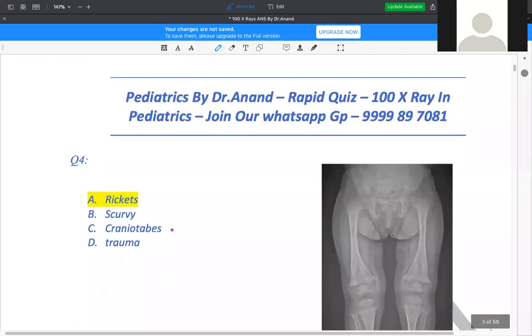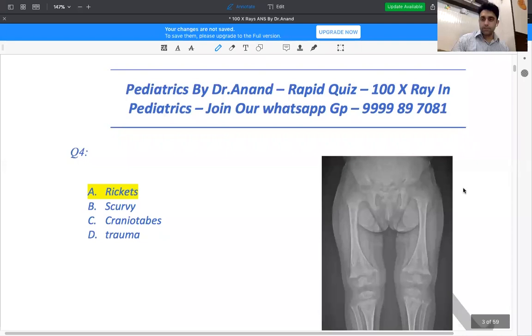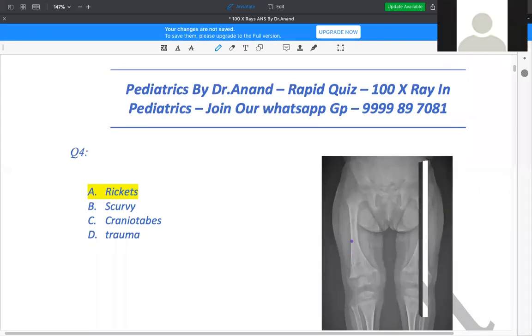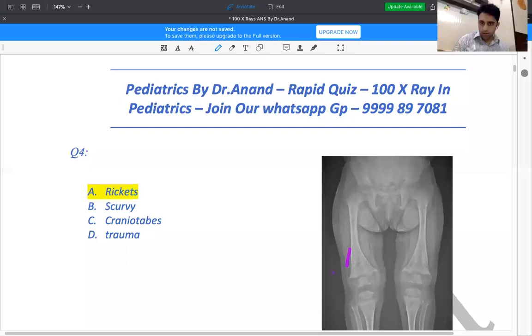Okay, the answer is here only already. So what can you see in this picture? This one, what can you see? This like a cupping is there. Okay, see cupping like that. So in this picture you can see cupping.